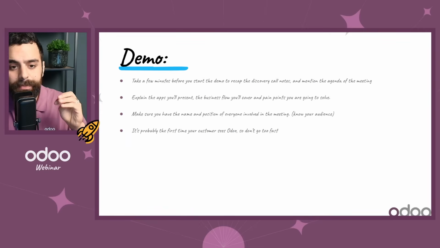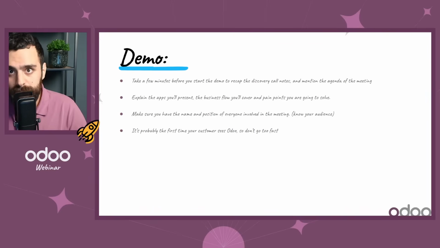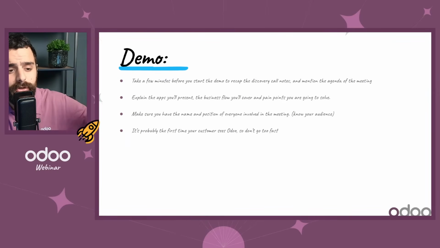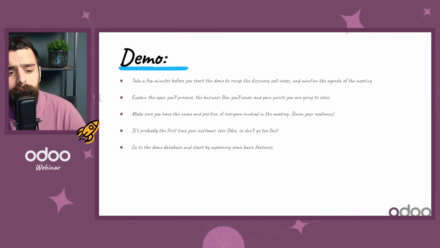So if I'm talking, for example, about something in the sales, I always highlight what I need to do. And I always ask questions. Do you see the sales button over here? Yes, so I can continue. Again, people might not be used to Odoo. So this is why it's very important for you to know your audience, know if they have used Odoo before, know if they have used other ERP software or other CRM software, for you to be able to move forward.